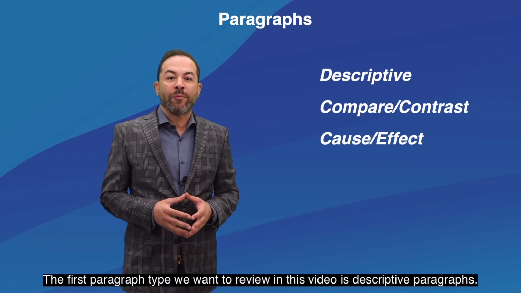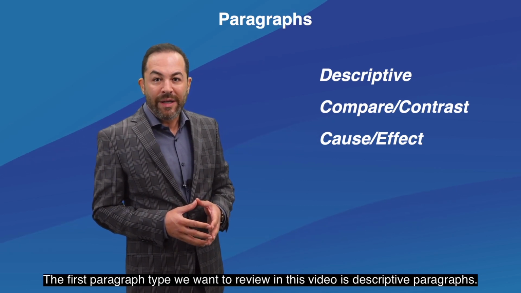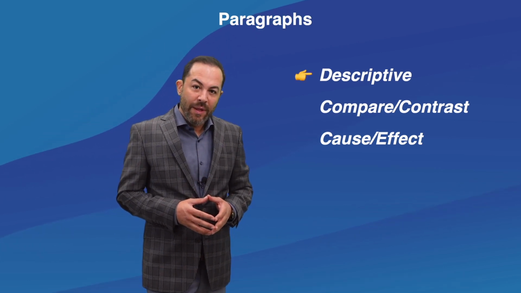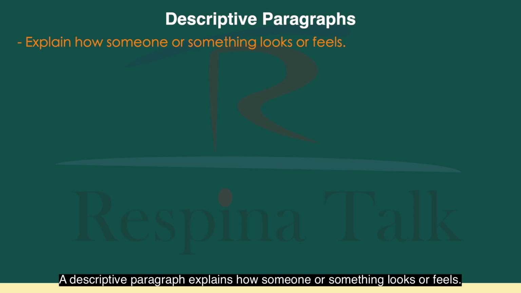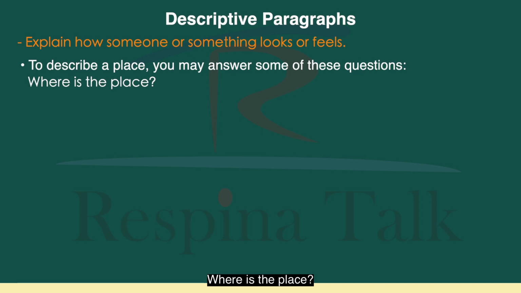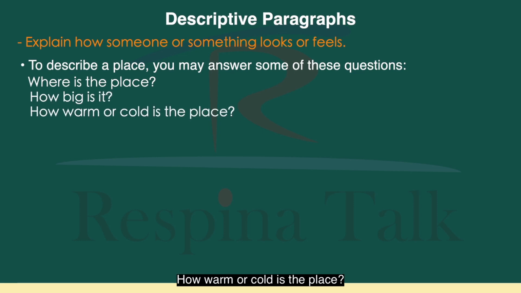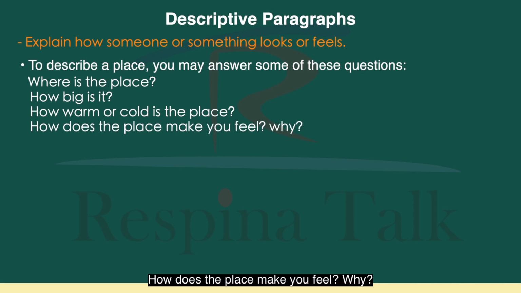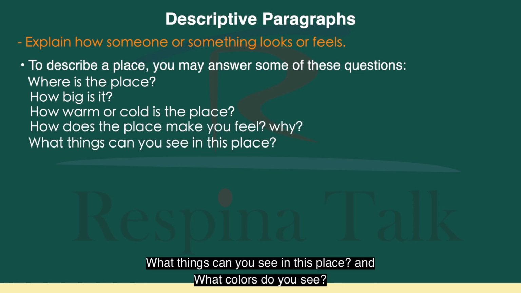The first paragraph type we want to review in this video is descriptive paragraphs. A descriptive paragraph explains how someone or something looks or feels. To describe a place, you may answer some of these questions. Where is the place? How big is it? How warm or cold is the place? How does the place make you feel and why? What things can you see in this place? And what colors do you see?